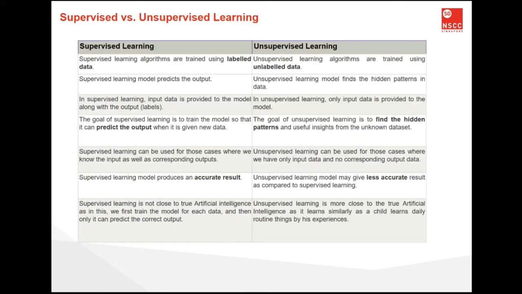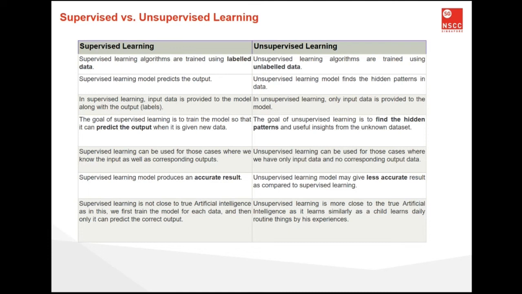Finally, let's take a look. This table shows the key differences between supervised learning and unsupervised learning. Firstly, supervised learning algorithms are trained using labeled data, while unsupervised learning algorithms are trained using unlabeled data. A supervised learning model predicts the output, and an unsupervised learning model finds the hidden patterns instead.